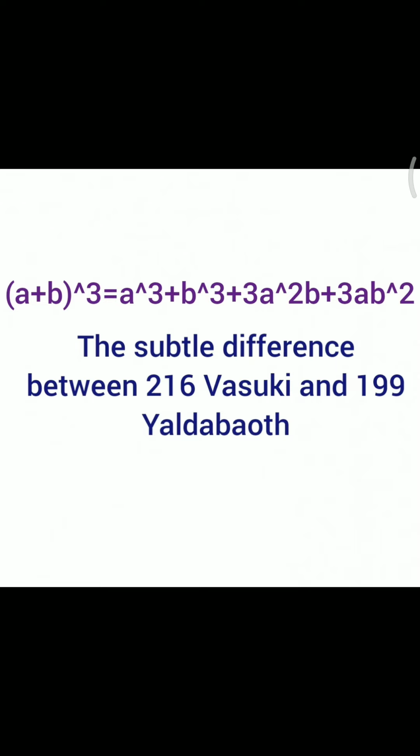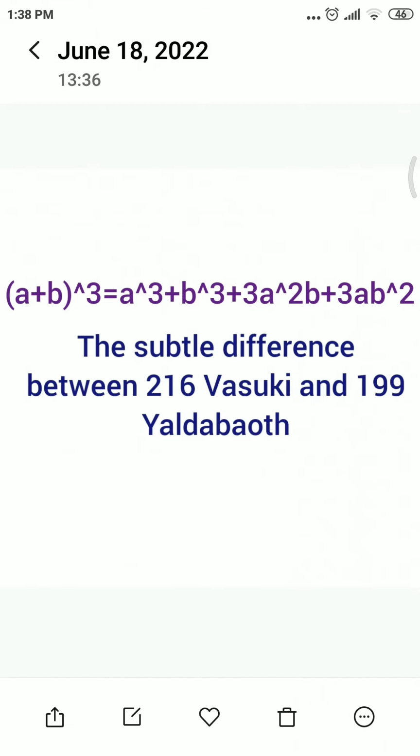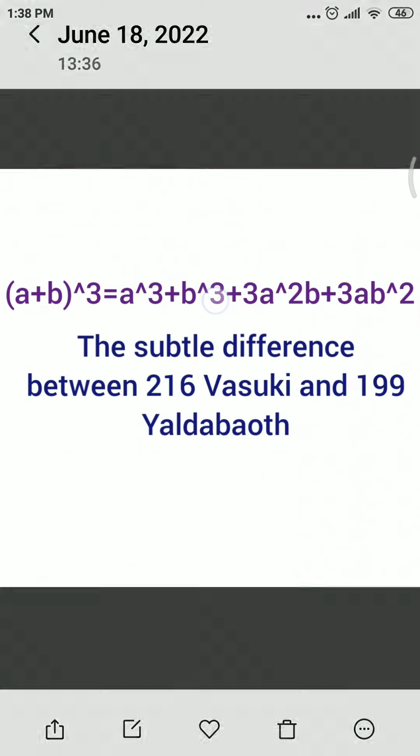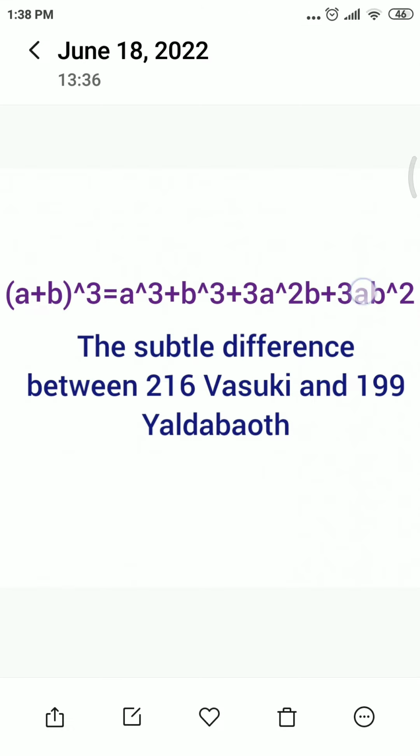The subject for today's discussion is the expression of the sum of two numbers as a cube. In algebra, we have an expression which expands the cube of the sum of two numbers, which goes like this: (a + b)³ = a³ + b³ + 3a²b + 3ab².